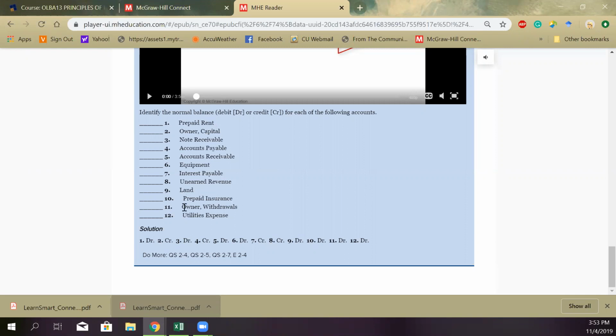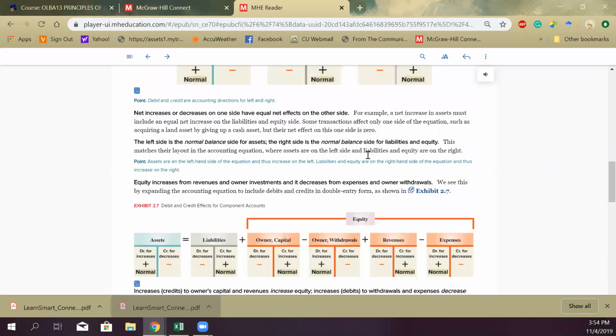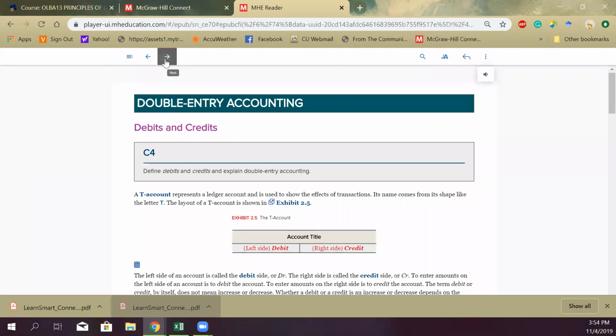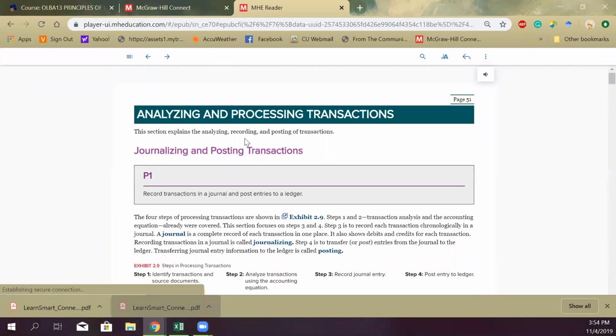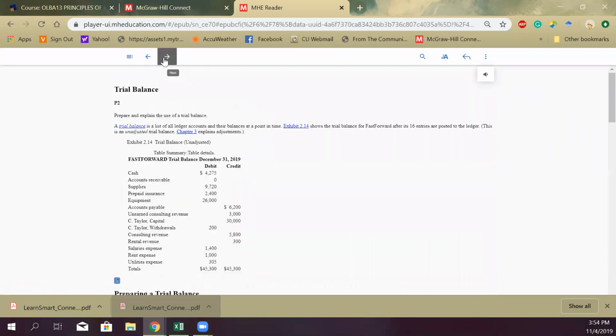Be able to do that for every account. And that's going to be important throughout the whole course. So as we introduce more accounts in later chapters, come back to the same concept. Can I decide debit or credit as its normal balance? Then from this whole discussion of T accounts, we're going to go into something called a trial balance.